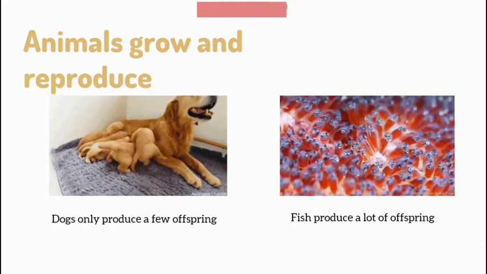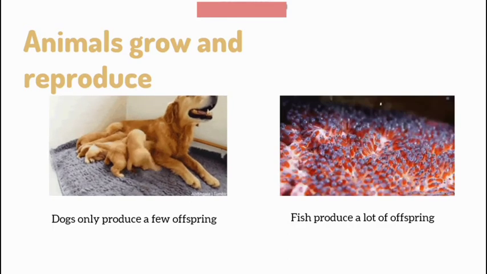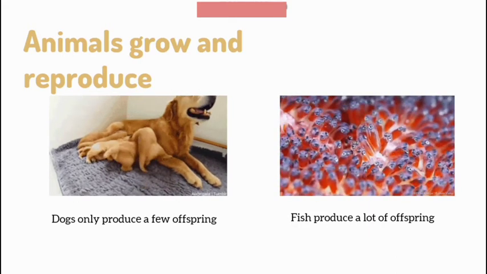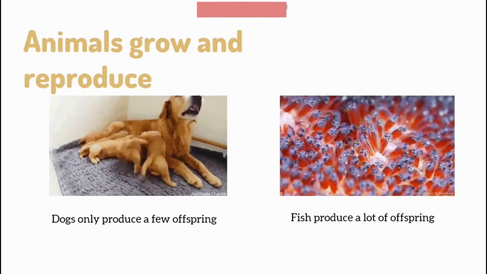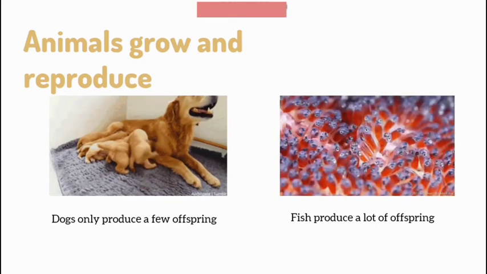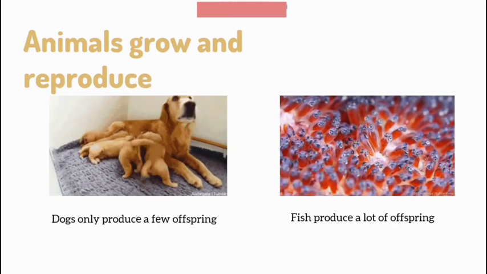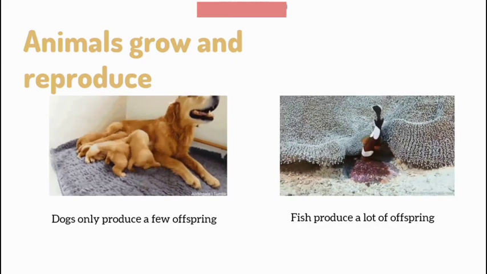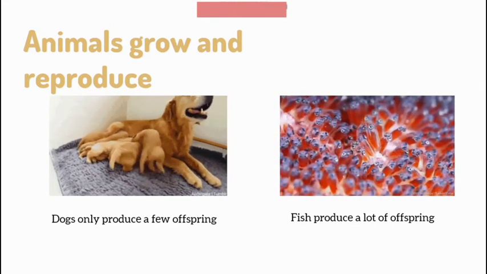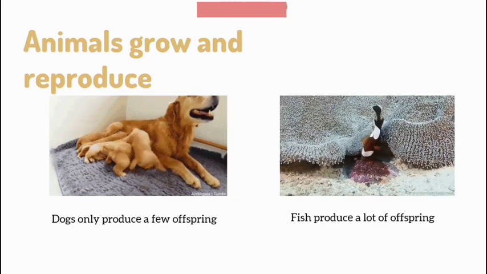Some animals, just like dogs, produce only a few offspring. These animals care for their offspring while they are growing up, until the offspring are mature enough to live alone. Meanwhile, some other animals, just like fish, produce lots of offspring. Just like you can see in this short video, we can see 1,000 eggs of fish. These animals leave their offspring to grow up on their own.